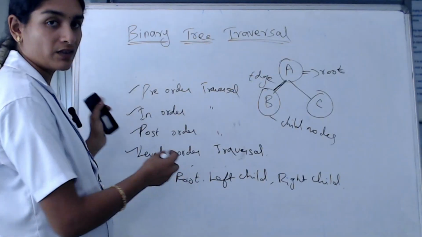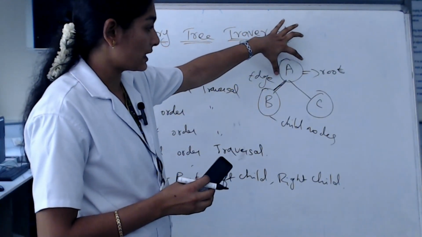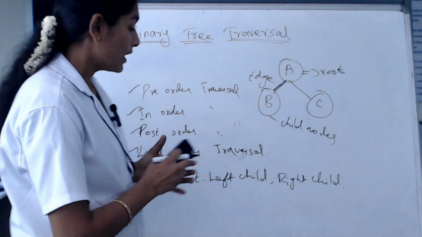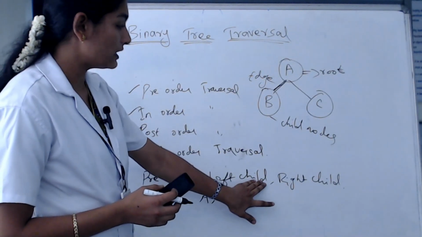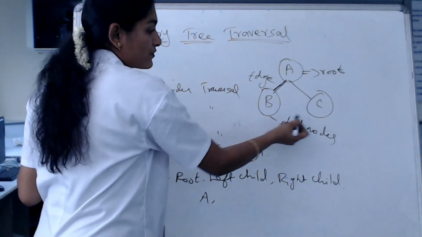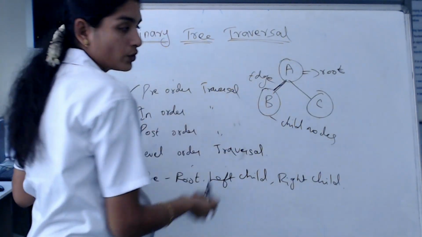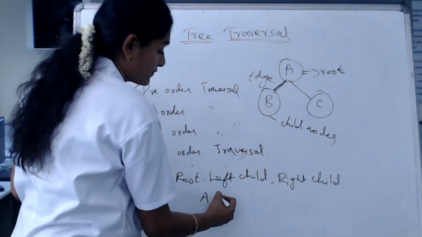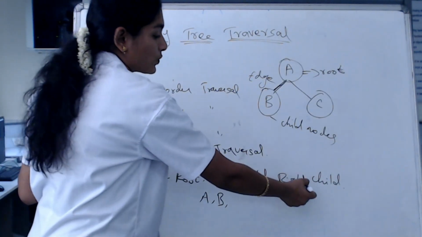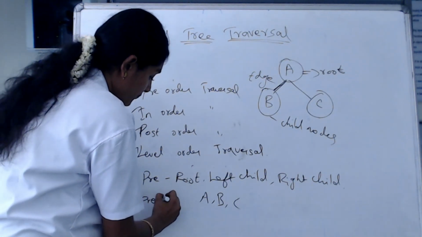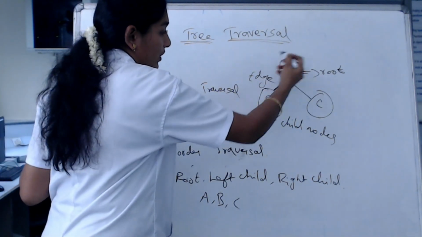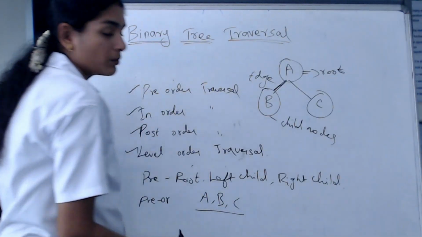Pre-order traversal means visit the root node first. In this tree, the root node is A, so write A first. What is the next step? Visit the left child. Here B is the left child and C is the right child for root node A. So next visit the left child, that is B, and last visit the right child, that is C. So the pre-order traversal for this binary tree is A, B, C.